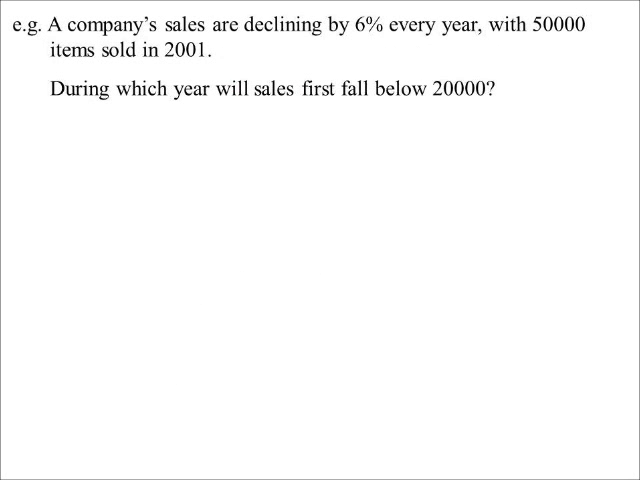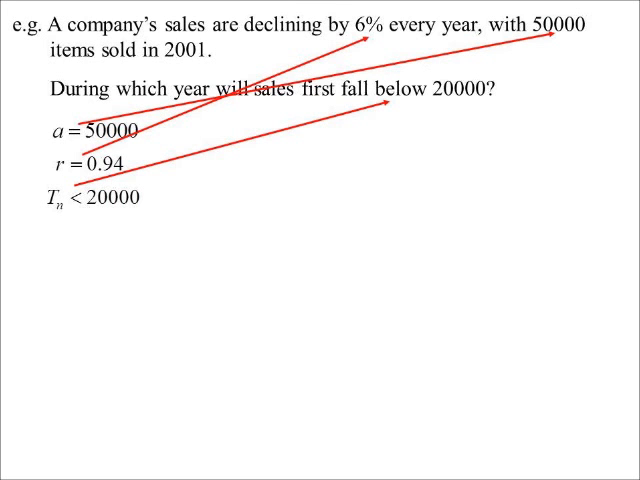Right. Here's another one. Company sales are declining by 6% every year. 50,000 items sold in the year 2001, during which year are sales going to first fall below 20,000? So a is 50,000. r is not 6%. Right? It's declining by 6%, so the actual ratio is 0.94. So we've got 94% of sales each time. And we want to know when is term n less than 20,000. So let's sub it in. When is 20,000 greater than 50,000 times 0.94 to the power of n minus 1.